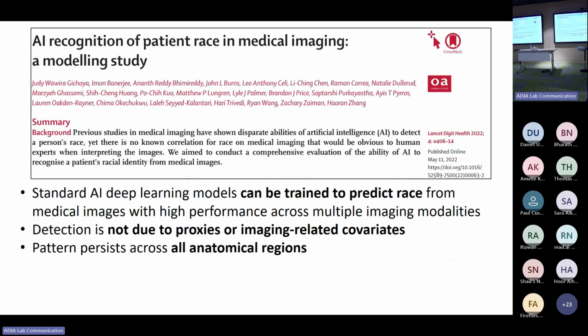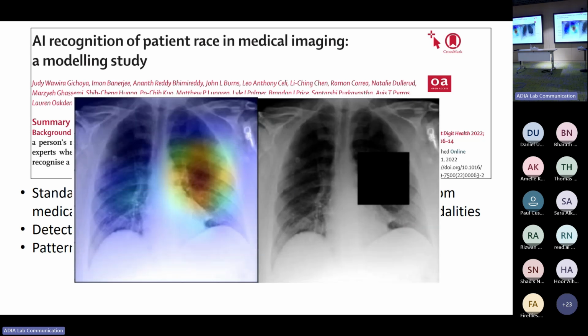One interesting study, with results that came out in 2022, was on the recognition of patient race from medical images. There was a data set where information about the race of the different patients was available, and some researchers trained a model to predict it. First, they did this for the entire data set as it is. Then they started identifying which are the most important parts of the image.